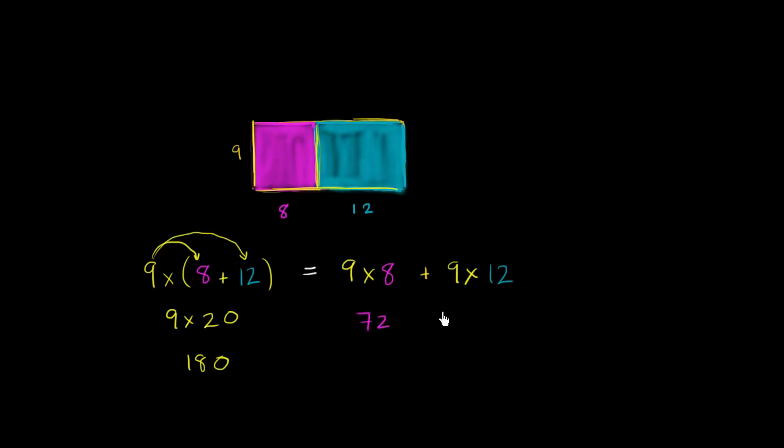Well, that's 108. And we're going to take the sum of the two to find the area of the larger rectangle. What is 72 plus 108? Well, 72 plus 108 is also equal to 180. So we verified these indeed are equal to each other when we calculate them. And they make sense because we are calculating the same exact area.